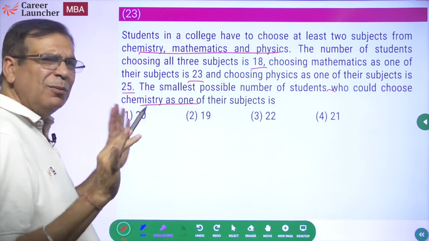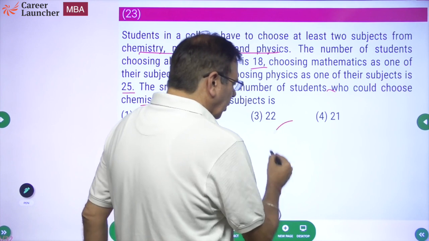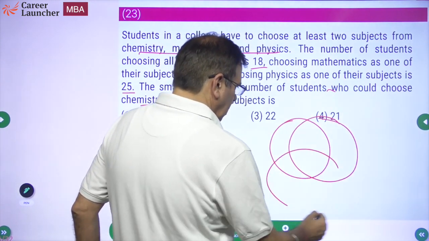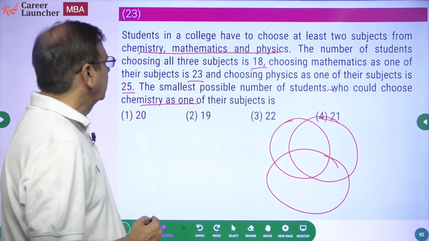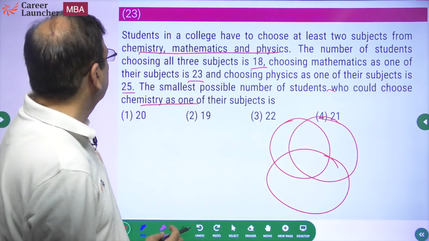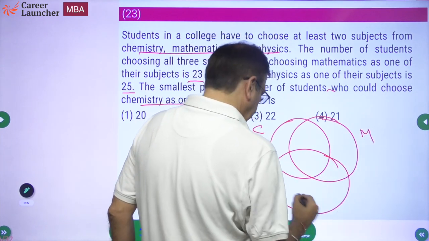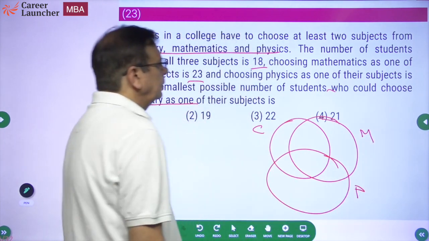Okay. Venn diagram, I will do it by drawing. Okay. Let's look at this. So what do we have? The three subjects are chemistry, maths and physics. Chemistry, maths and physics. Right?